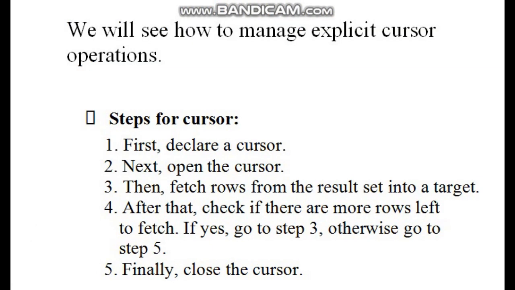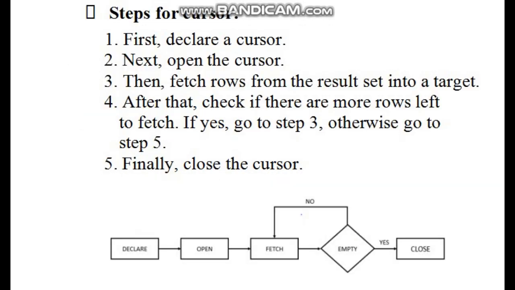Here we will see how to manage explicit cursor operations. Steps for using the cursor on the table. So here you can see the steps are: first, declare a cursor. Next, open the cursor. Third, fetch rows from the result set into a target. After that, check if there are more rows left to fetch. If yes, go to step 3, otherwise go to step 5. Finally, close the cursor. So here you can see the diagram.